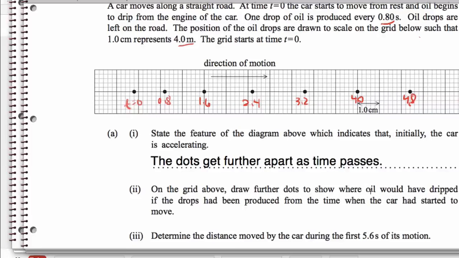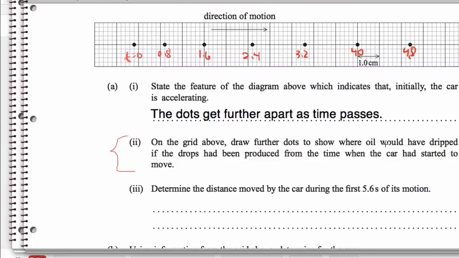Now, on the grid above, draw further dots to show where oil would have dripped if the drops had been produced from the time the car had started to move. This one is really weird, and I don't even know what they want from this. So I need to look this up later, but I'm not going to put this kind of question on your exam where it's totally ambiguous. So we'll leave that.